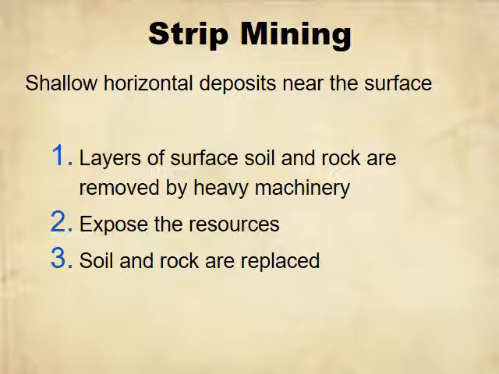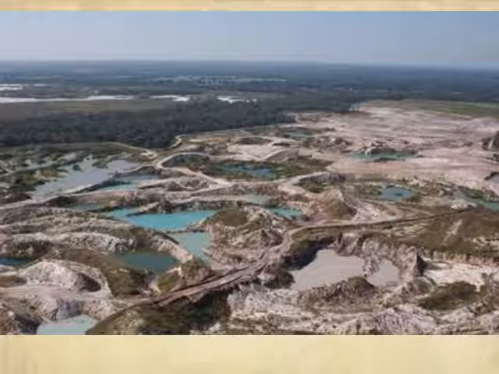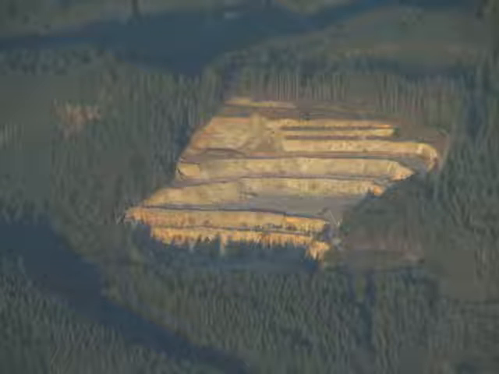Strip mining: your layers of the surface soil and the rock are removed. It exposes the resource, and then the soil and the rock are replaced afterwards, or reclaimed. So this is what surface mining kind of creates. And whenever you see pretty colors, like, look, such a pretty shade of blue, it means it's toxic. So this is not pretty. It's not good for the environment.